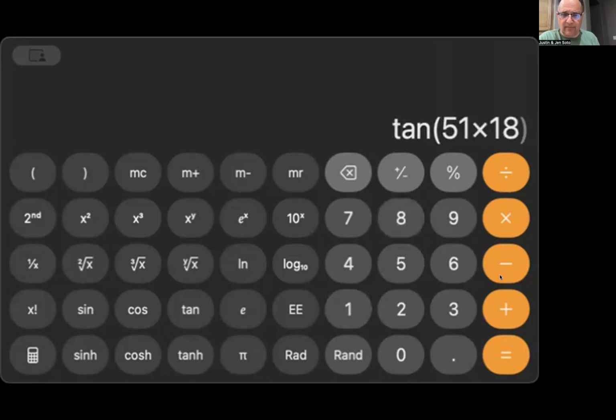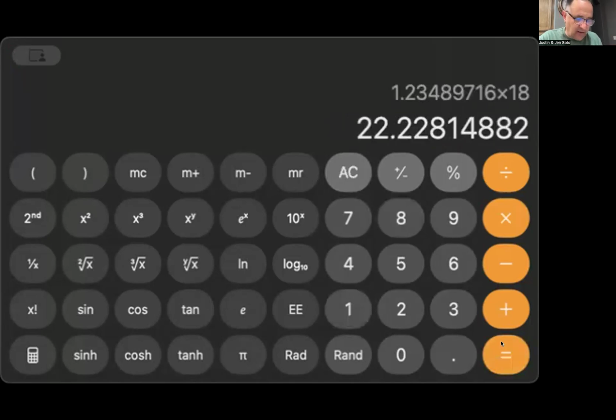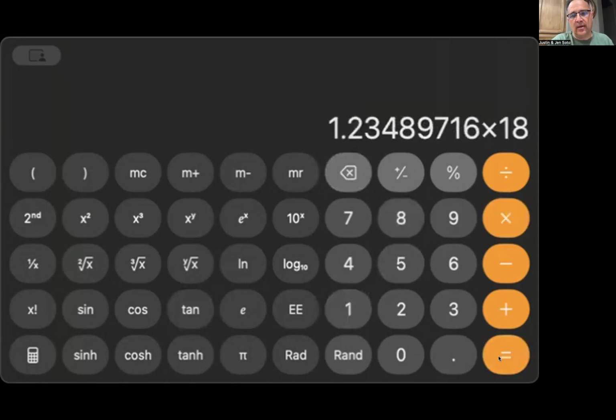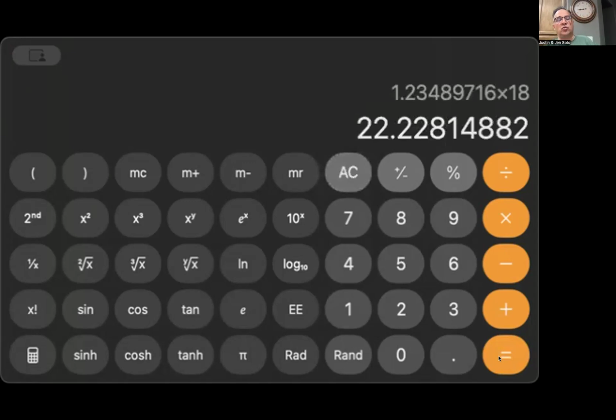Tangent 51 times 18. Again, I think you actually need to go tangent 51 equals, times 18. Let's try that, because it had something in there I don't want. There, that's the correct answer. So let's do that again. You have to actually solve for the tangent first. 51 equals, then multiply that by 18. There you go. 22.23 to the hundredth place. That is the correct answer.